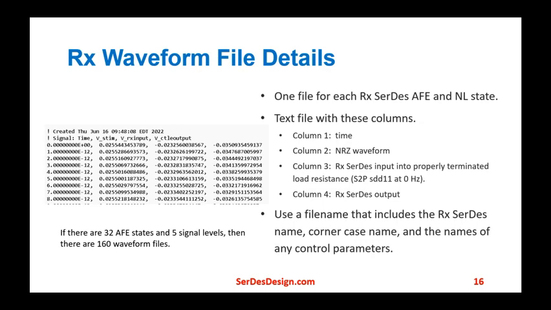The waveform file details. There is one file used for each receiver SerDes AFE with nonlinearity state. The output file is a text file with these columns. Column 1 is time, column 2 is the NRZ waveform, column 3 is the receiver input into the properly terminated load resistance, and column 4 is the receive SerDes output. Use a file name that includes the receive SerDes name, corner case, and the names of any control parameters. If there are 32 AFE states and 5 signal levels, then there are 160 waveform files.